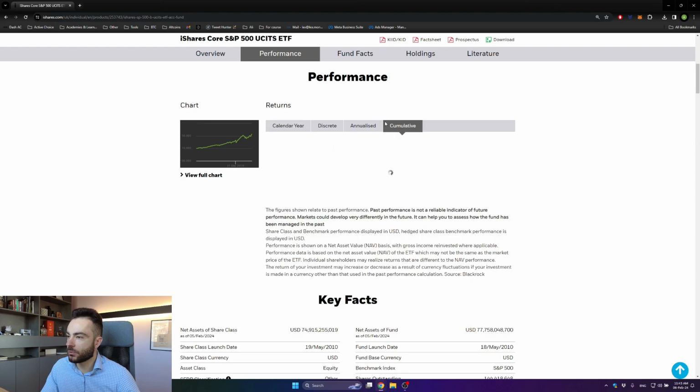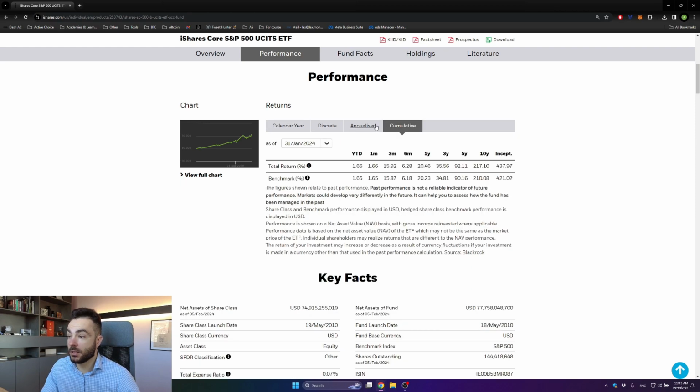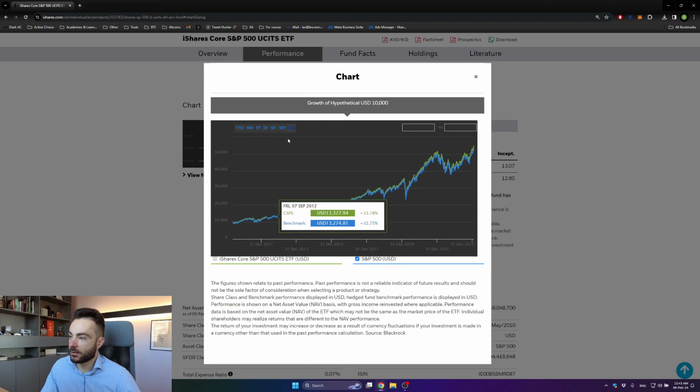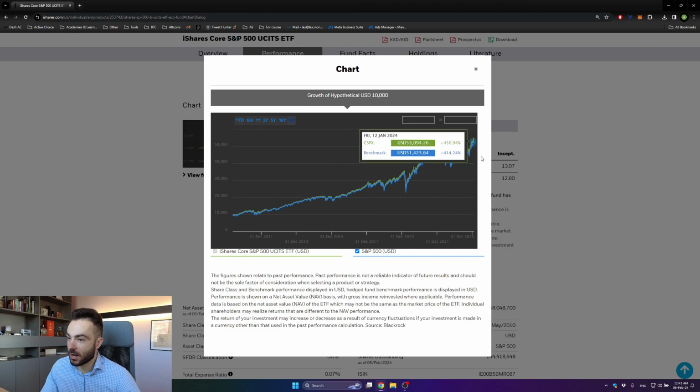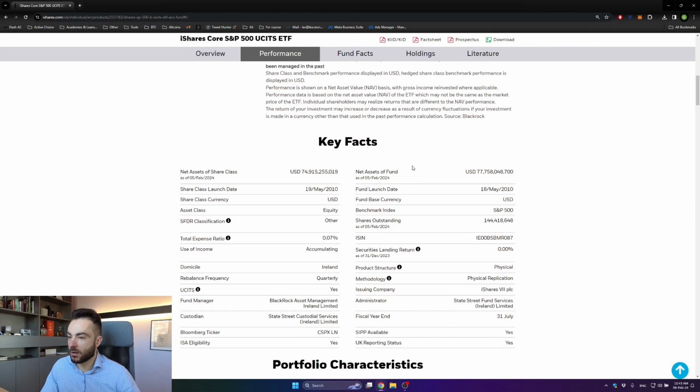If you go to cumulative, you can see the total performance in the last 10, 5 years and since inception. Annualized, you can see the average performance of the last 10 years or the last 5 years. And this is just a chart that's going to show you, if you started in 2010, what happens with your money. So yeah, pretty basic. Now, if we scroll down here, important things to know.